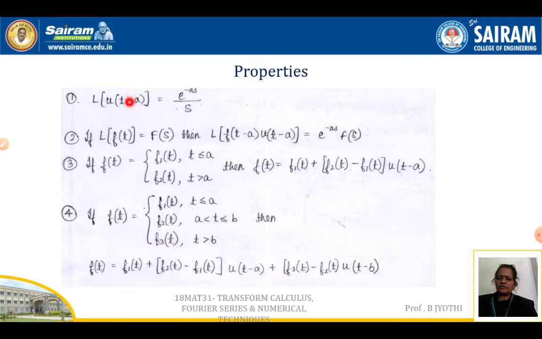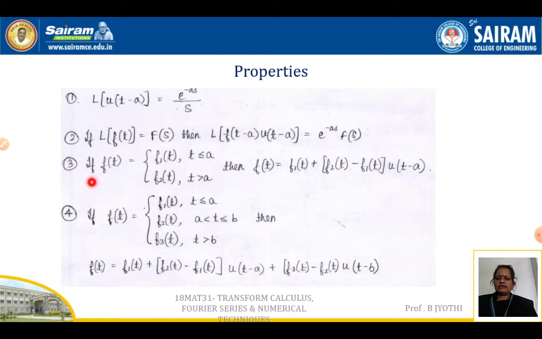The Laplace transform of u of t minus a is given by e power minus as by s. And the second property is, if L of f of t is F of s, then L of f of t minus a into u of t minus a will be e power minus as into F of s.